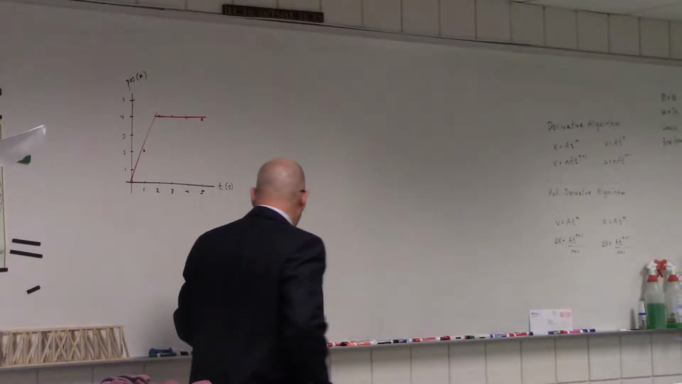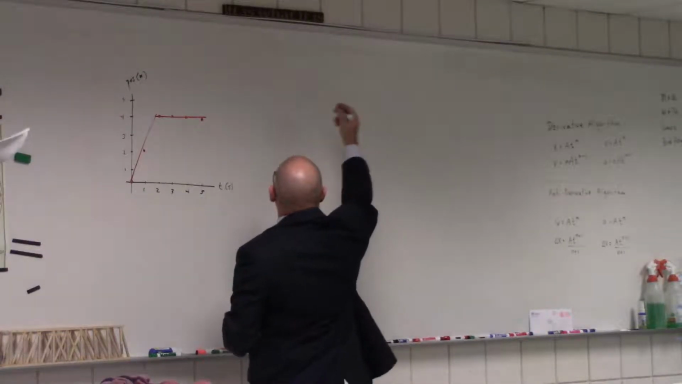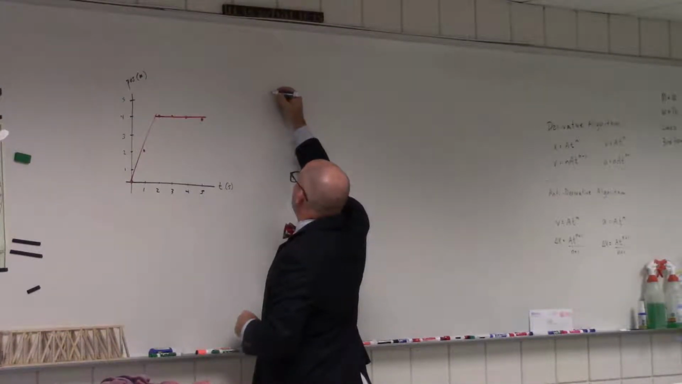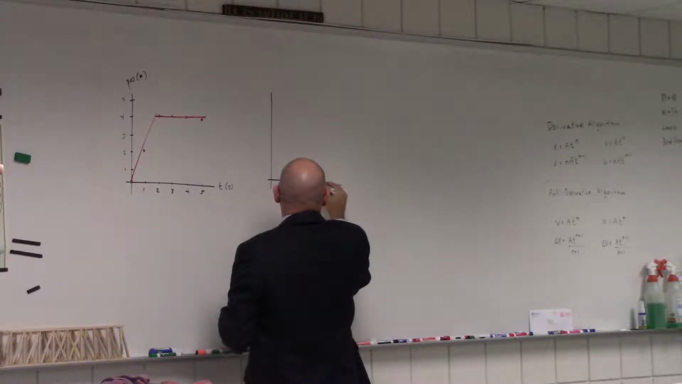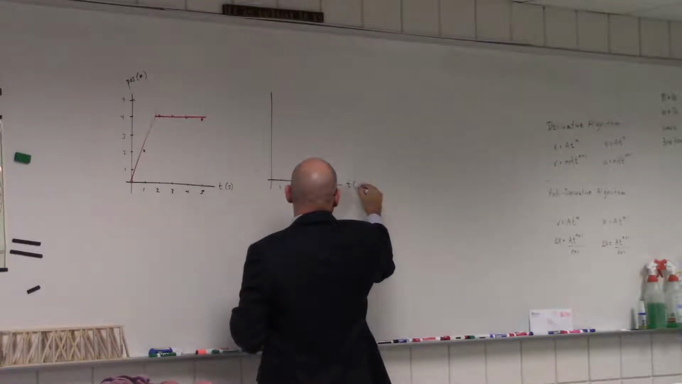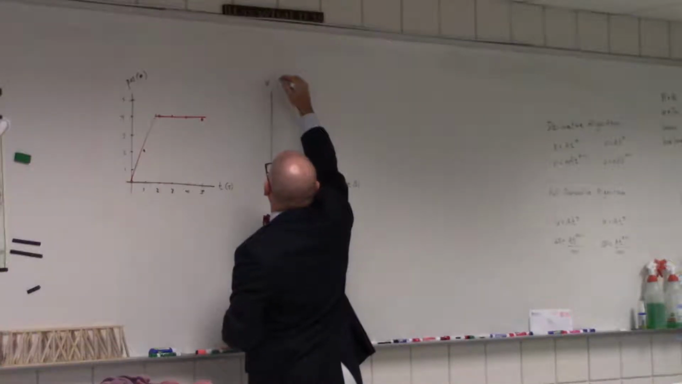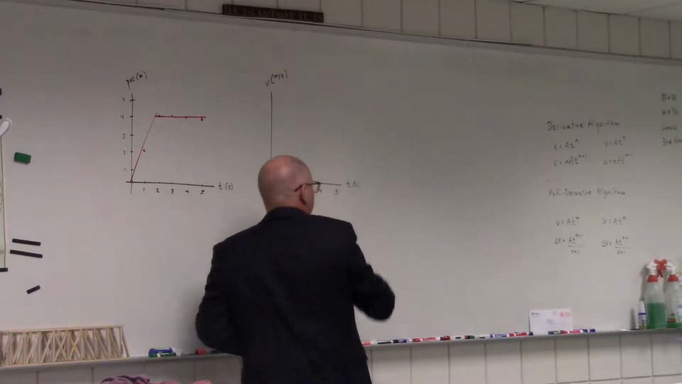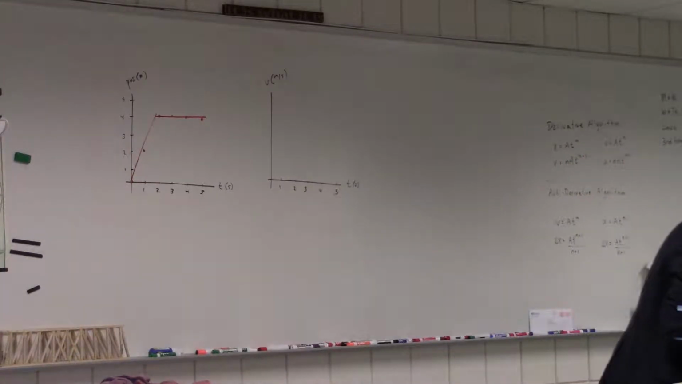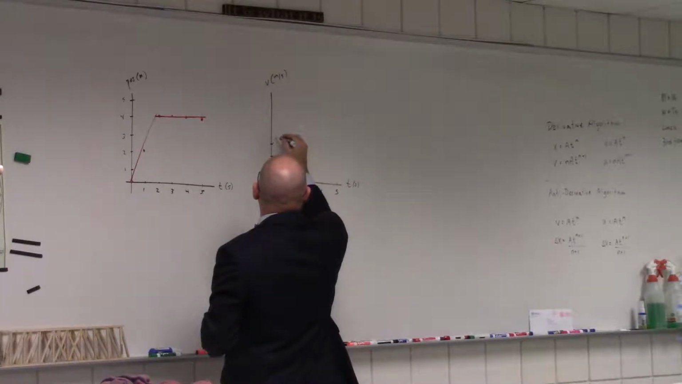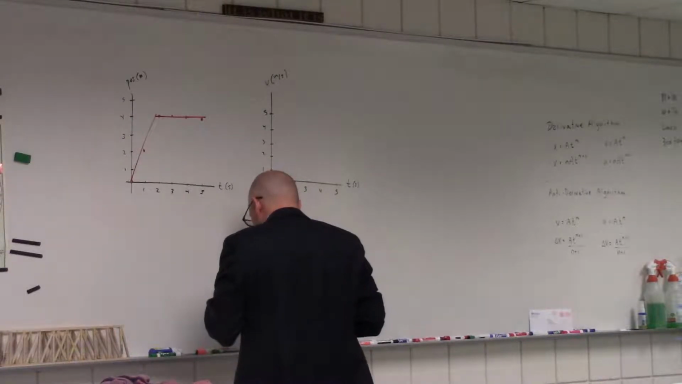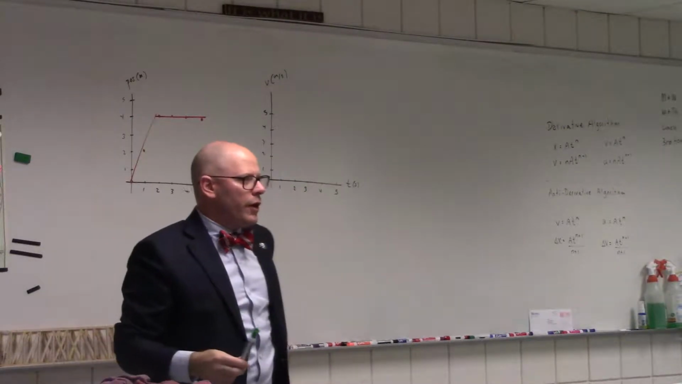So what I'm going to do now is try to graph the velocity. Okay? I'm going to try to graph the velocity. 1, 2, 3, 4, 5. This is the time in seconds. This is the velocity in meters per second. Right? 1, 2, 3, 4, 5. 1, 2, 3, 4, 5. There you go. Let's do it in green.